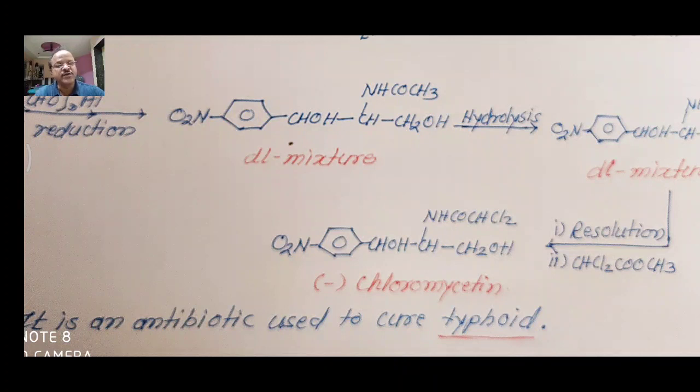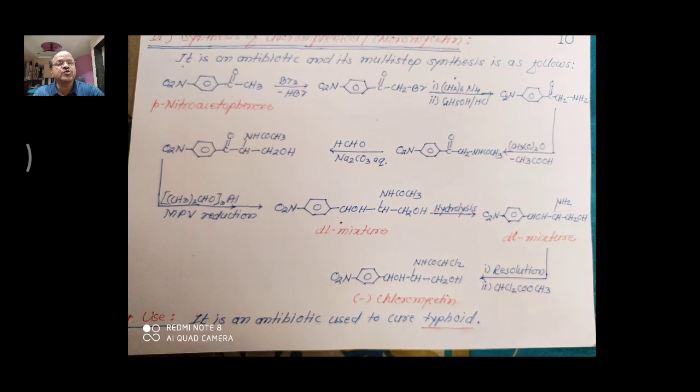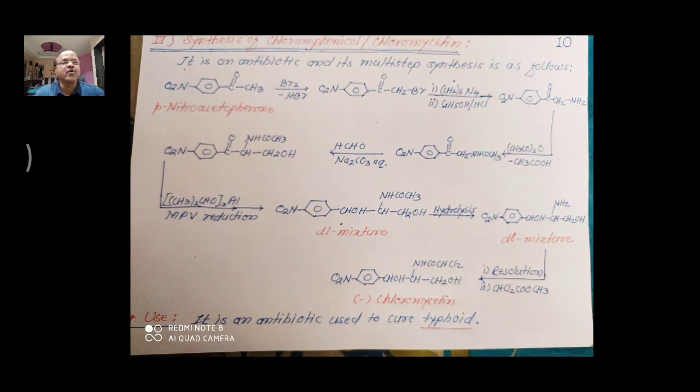So the important use of this chloramphenicol or chloromycetin, remember this is very important. So it is an antibiotic and used to cure typhoid. Many times MCQ has been asked on this point. The drug which is used to cure typhoid is dash dash. So you should remember that is nothing but the chloromycetin. So that is about the synthesis of chloromycetin, which is a multi-step synthesis.